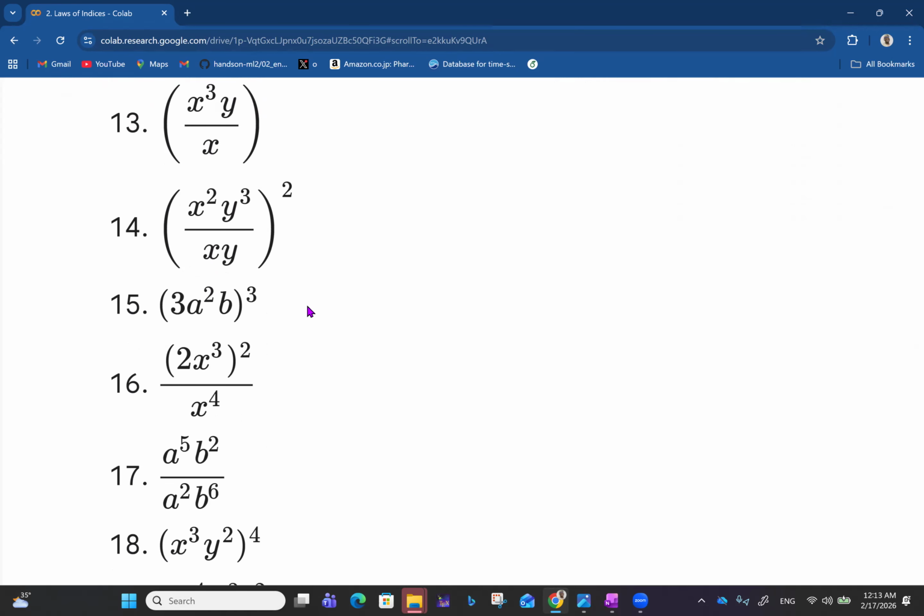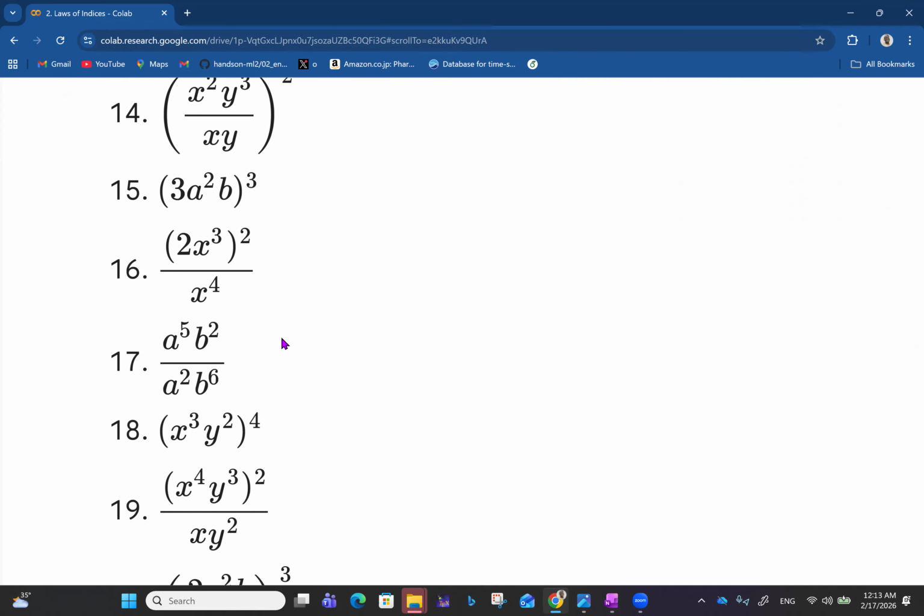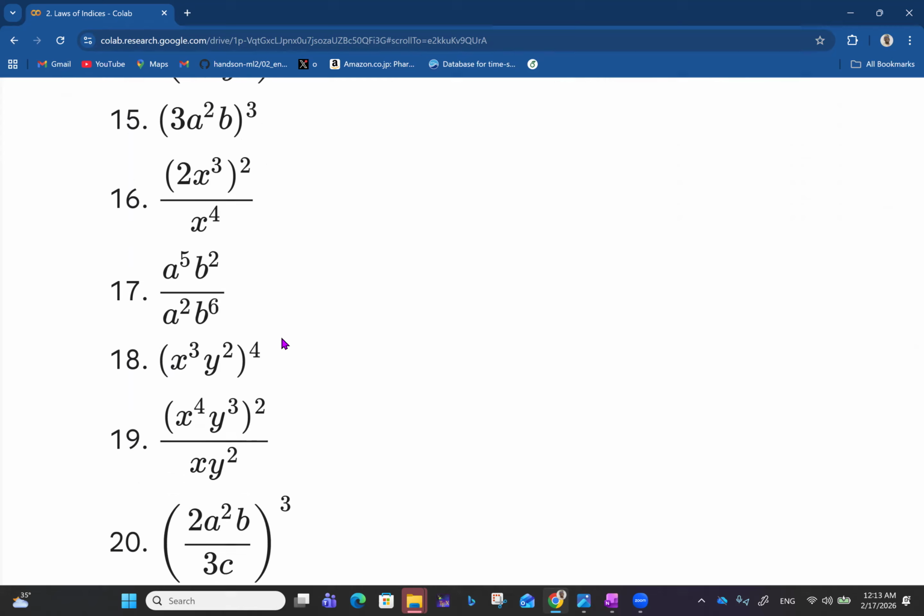Then we have 14 downwards. So for this now we have x raised to power. Okay, maybe it's easier to simplify inside before we square, right? So we have x squared over 2, that's x y squared raised to power 2, that's x squared y4 at the end of the day. Okay, for 15 now. Okay, we have 15 to 20 now.